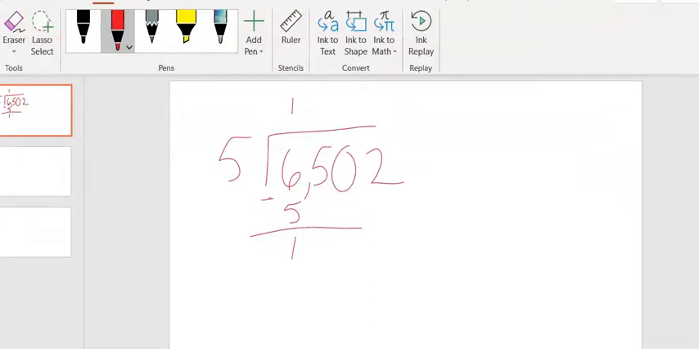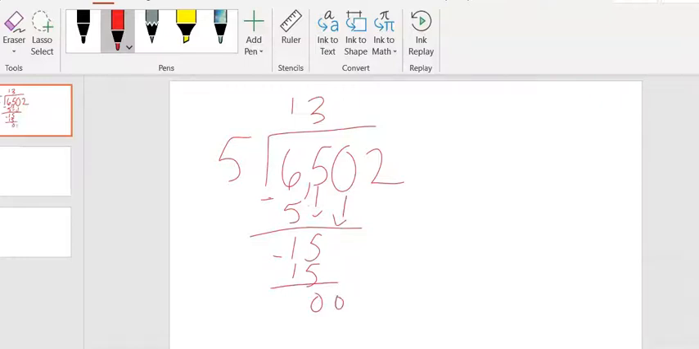So we said that 5 can go into 6 1 time. So 1 multiplied by 5 gives us 5, and we're going to bring it down here. So 6 subtract 5 gives us 1. And then we're going to bring our 5 down. So then now we have 15. We're going to look at how many times can 5 go into 15. It can go in there 3 times, right, kiddos? Because now we're going to do 3 multiplied by 5 gives us 15. So we're going to subtract that. We have 0. We're going to bring down that 0.